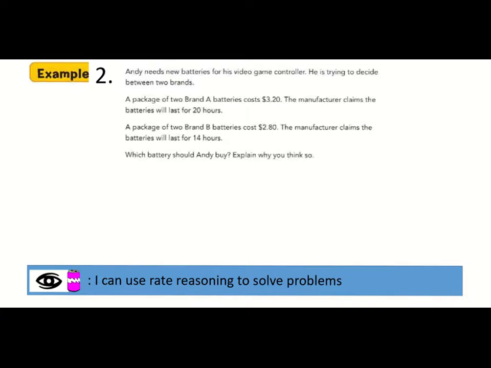So the first thing I want to do is break this into 2 different steps. I'm going to compare brand A first, and then I'm going to compare brand B second. All right, so let's go back to brand A, and we know the cost over the time would be $3.20 per 20 hours.